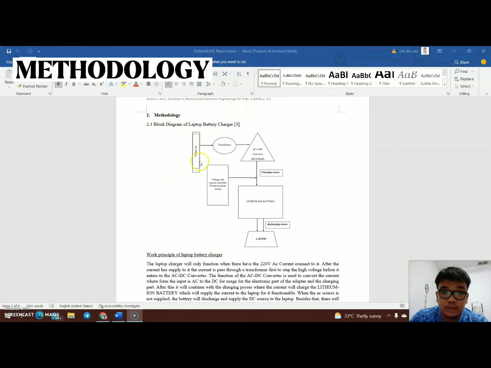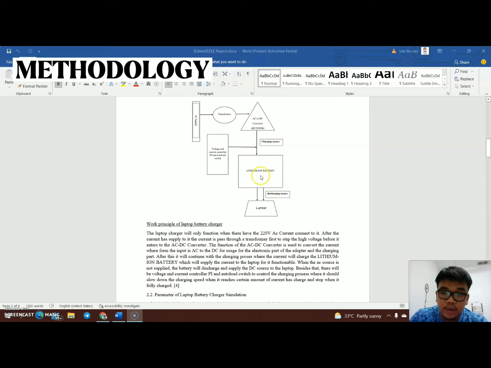So first of all, connect the AC supply to a transformer. After that, we connect to an AC to DC converter, which should be a rectifier. After that, the charging will occur where it is connected to the lithium-ion battery, and also a voltage and current controller PI, and auto load switch is connected here, and then the lithium battery will connect to the laptop while the discharging occurs.